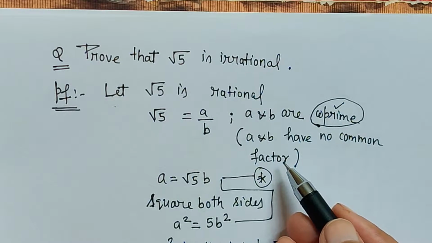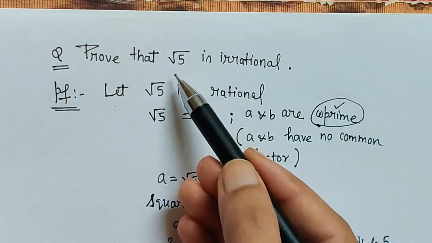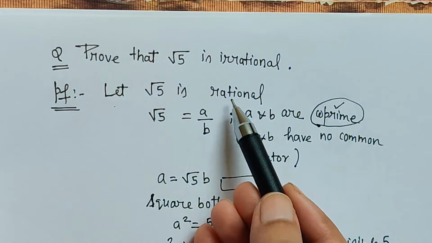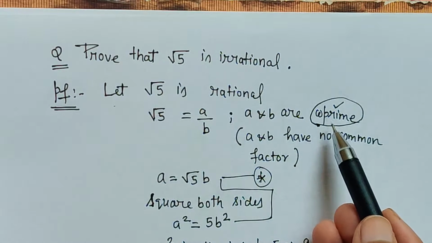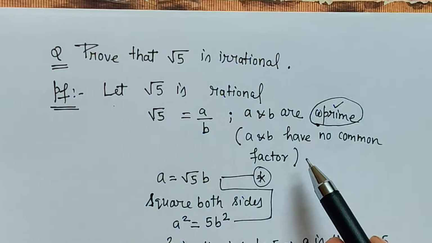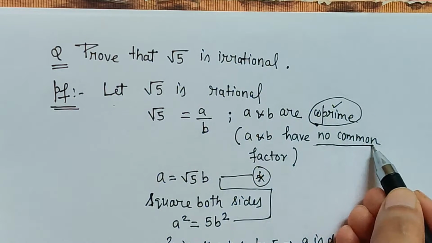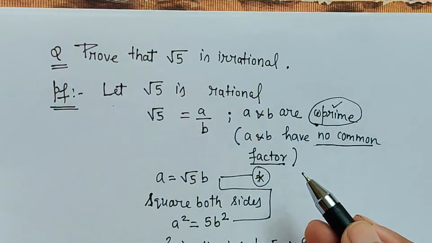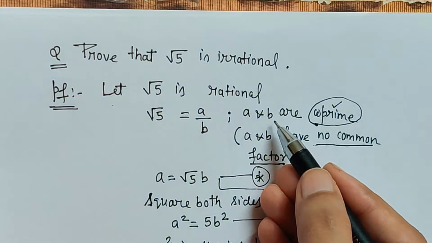Clear? So till here, we have assumed strictly the opposite of what the question says. We have to prove root 5 is irrational, but we have assumed root 5 is rational, and if any number is rational, it can be written as a by b, where a and b are co-prime. Co-prime means a and b have no common factor between them. This is very important, because only this helps us understand the proof, which students generally skip. So there should not be any common factor between a and b.